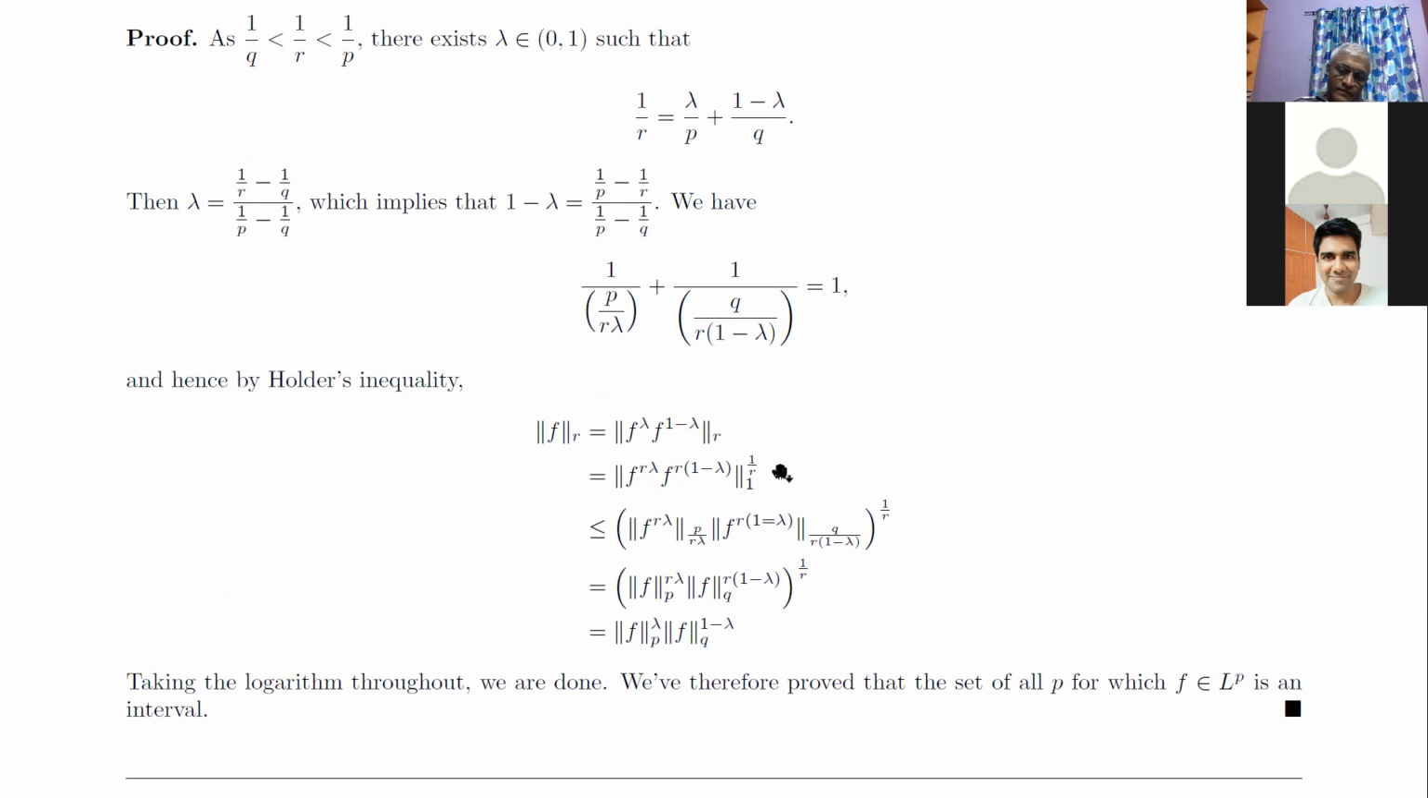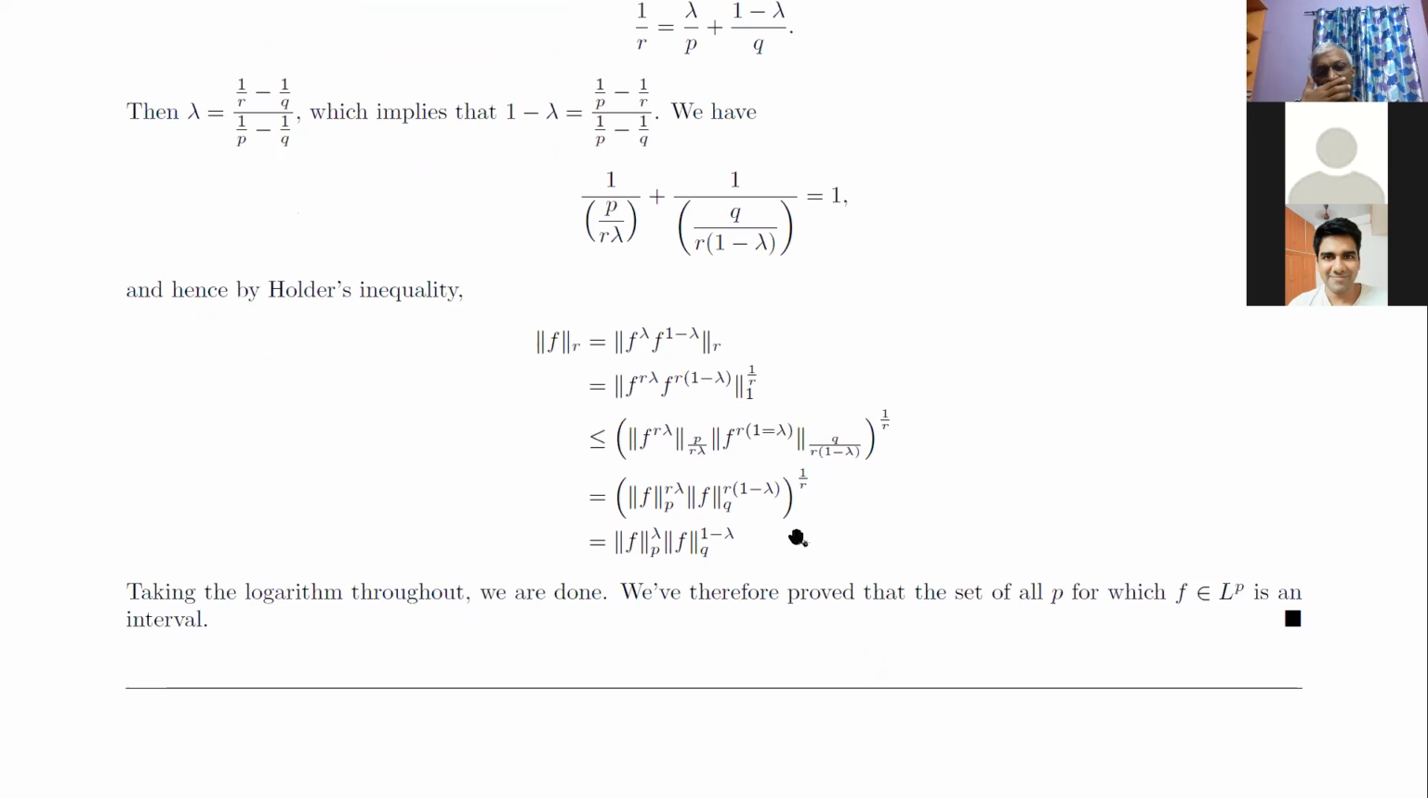and taking power r and 1 by r throughout. And next, with the split norm, by Hölder's inequality, this is less than or equal to the norm of f to the r lambda in the p-norm, and the q-norm of f to the r into 1 minus lambda, whole to the 1 by r. So another typo here, it should be 1 minus lambda, not 1 is equal to lambda.